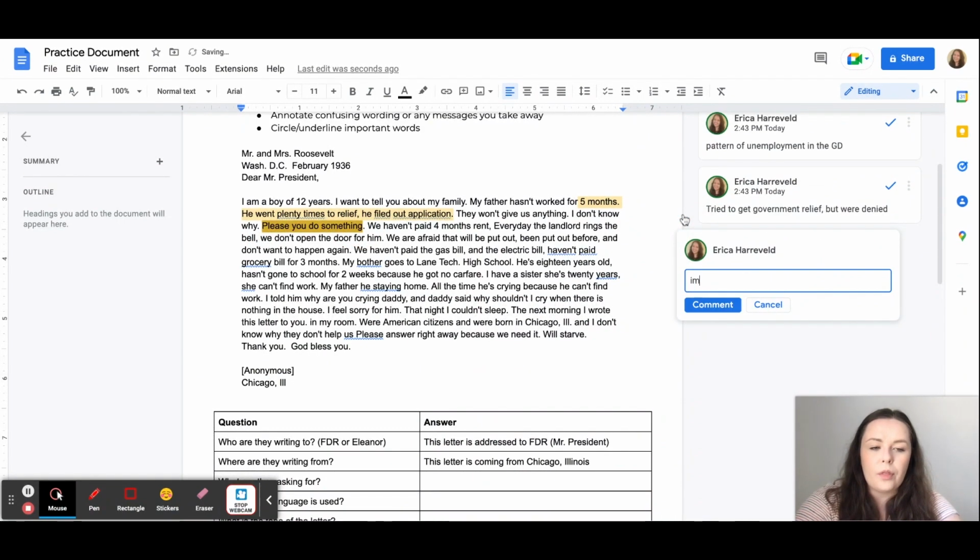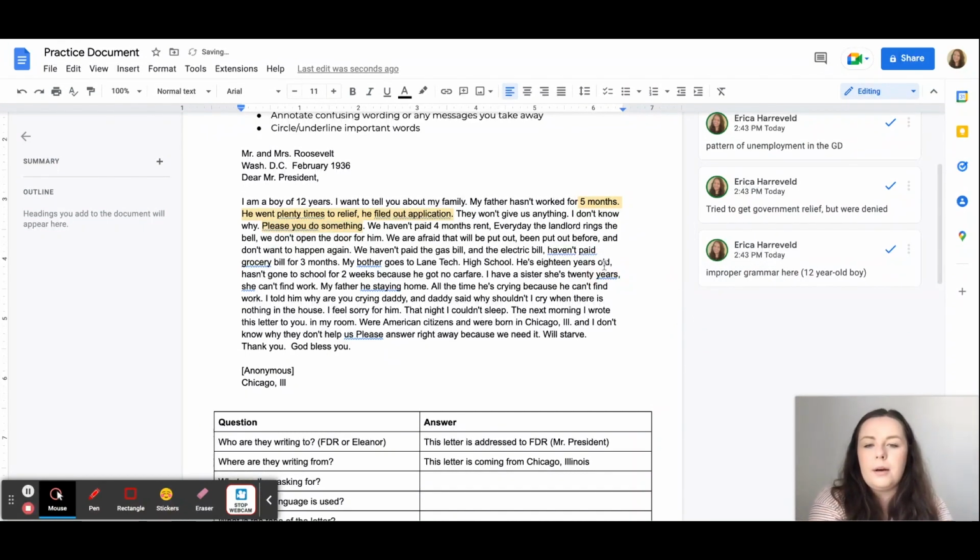I want to note that there's improper grammar here, and I'm going to connect that probably to that he's a 12-year-old boy. He's young, he's probably writing his first letter, and we know there's some improper grammar.